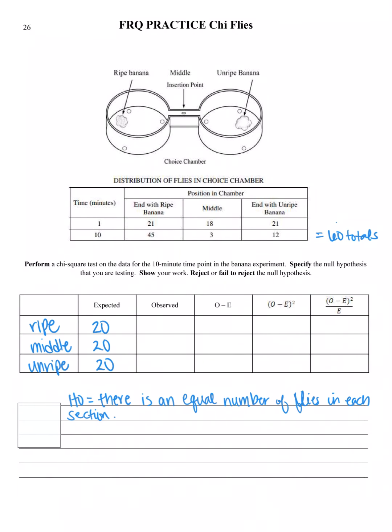Now the observed values is what's actually given to you in the data table. So you can see here that at the end with the ripe banana, there were 45. In the middle section, there were 3. And in the unripe section, there were 12. These are the observed values.